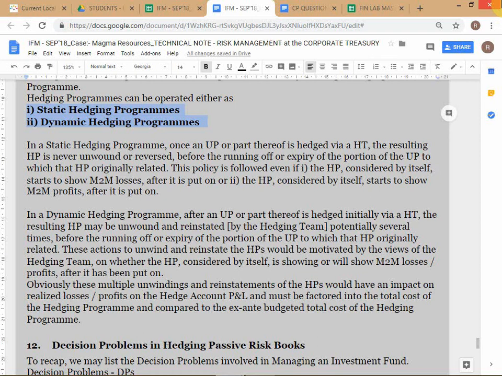In a static hedging program, once you put on any part of the hedge, never lift it until the end, until the underlying position rolls off. So it's clear? And in a dynamic hedging program, all that it means is you can keep on hedging and unhedging. Okay, so if you see that, let's say for instance, we have 1 minute.